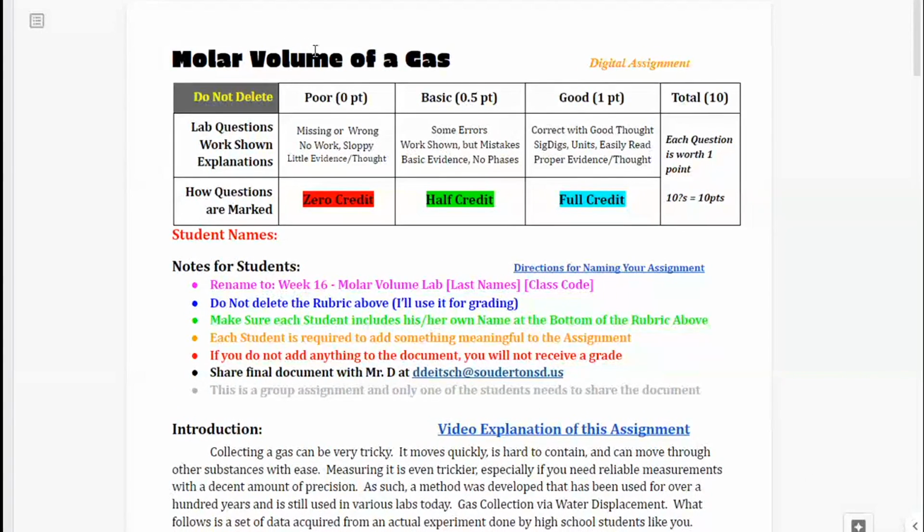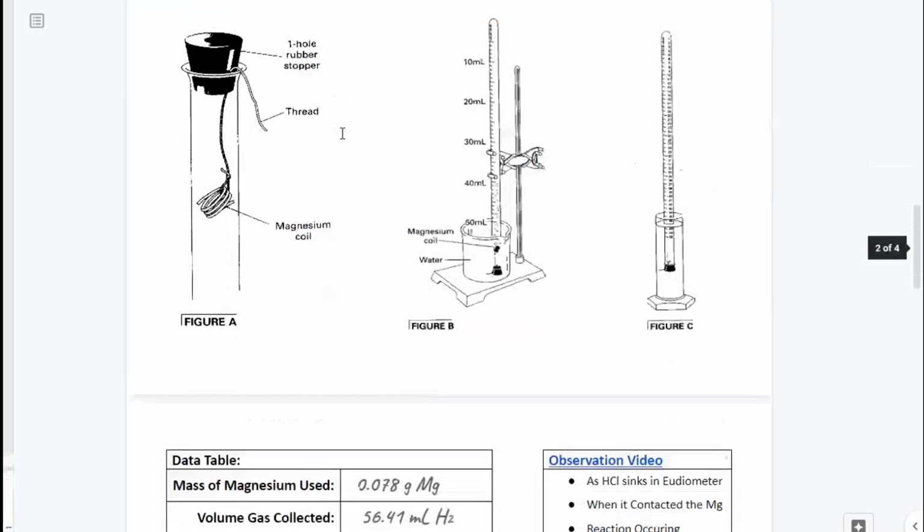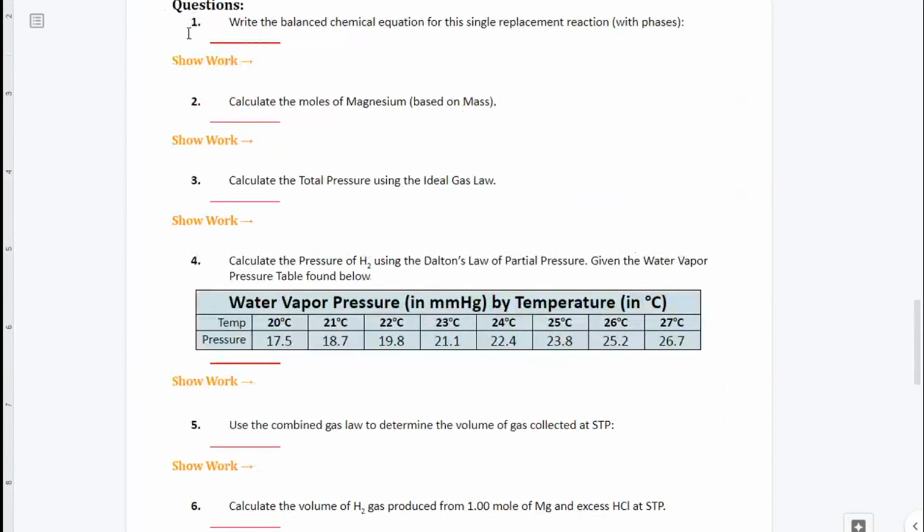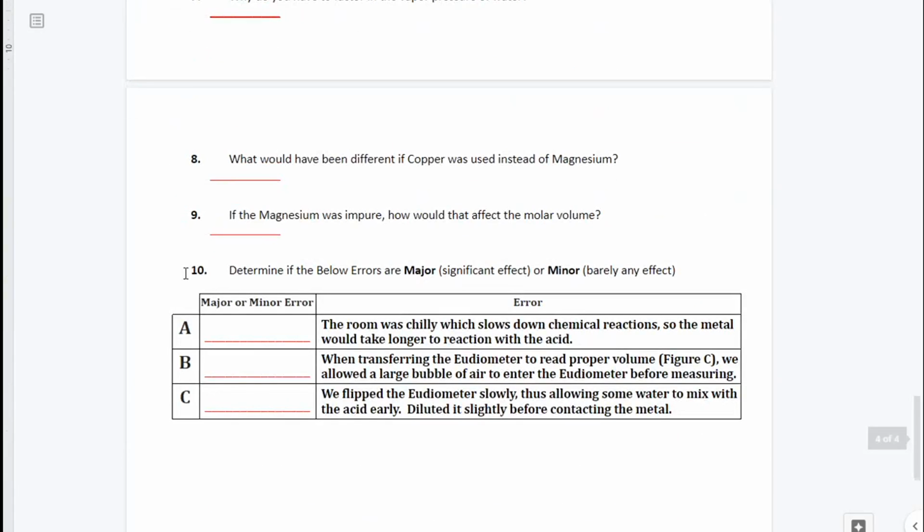This one is graded differently than other ones, and instead of a standard rubric, basically every question is worth a point. That's how you're graded. There are 10 questions. You can find them over here, questions 1 all the way down to 10.